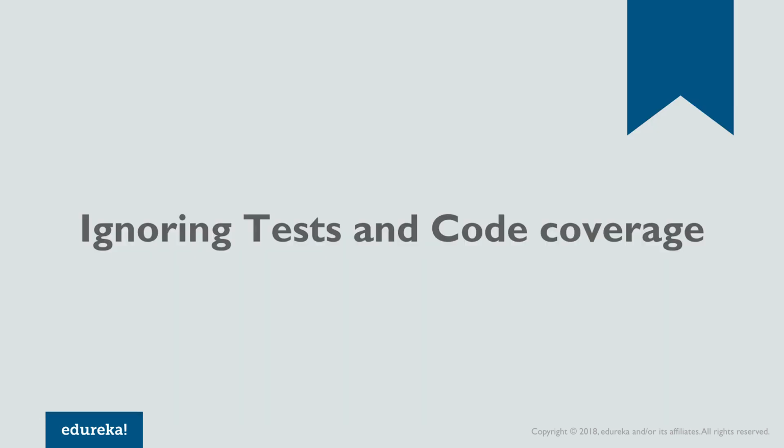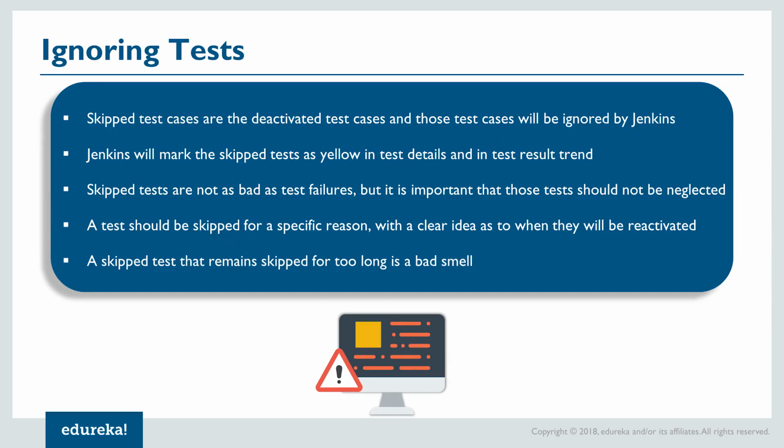Ignoring tests and code coverage. There might be some situations where you actually want to ignore the tests. Skipped test cases are deactivated test cases, and those test cases will be ignored by Jenkins. So you do have a way to deactivate test cases if you need to. Jenkins will mark the skipped tests as yellow in test details and in the test results trend.